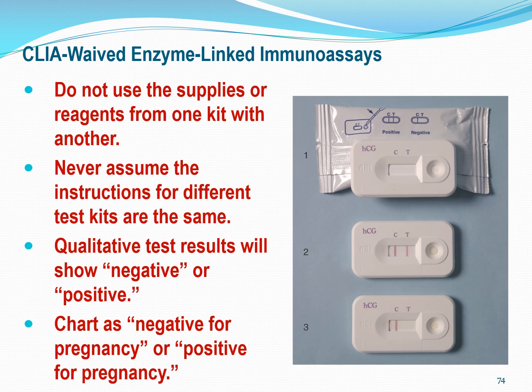You never want to use, in any enzyme-linked immunoassay testing, supplies or reagents from one kit with another. If somebody tries to tell you that's what you need to do, you need to explain to them that is something that never should be done. Never assume the instructions for different test kits are the same. And whenever you get a new test kit in, you never know if they changed something. So it's always a good idea just to double check that package insert to make sure they haven't changed any way they're doing this test. Qualitative test results will show a negative or a positive. Chart as positive for pregnancy, or negative for pregnancy.